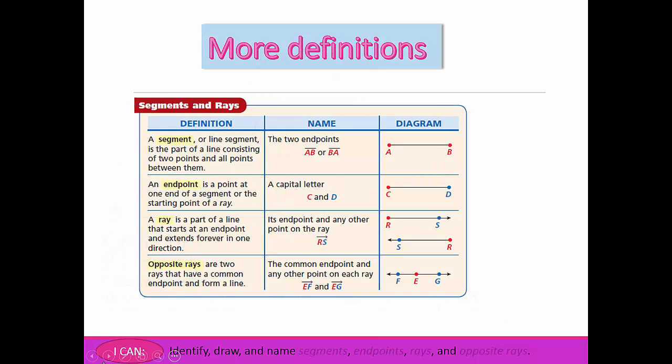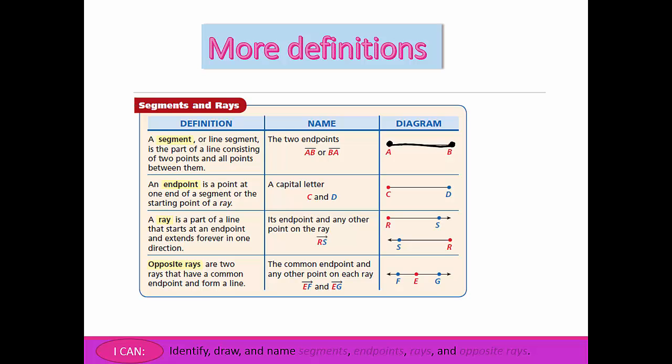Now we have a few other terms here that we're going to define, and those terms are segment, endpoint, ray, and opposite ray. Again, here we have the definition. A line segment is just part of a line consisting of 2 points and all the points in between. So if you look at this diagram here, we have a diagram of a segment, which is all the points in between, including these endpoints. So that would be line segment AB or line segment BA. There's 2 ways you can name it.